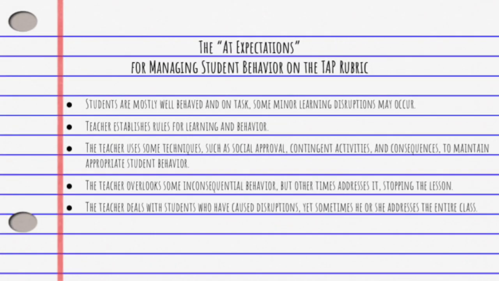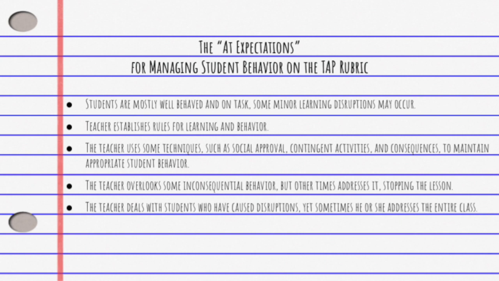The expectations for managing student behavior on the TAP rubric are the following. Students are mostly well-behaved and on task. Some minor learning disruptions may occur. Teacher establishes rules for learning and behavior. The teacher uses some techniques such as social approval, contingent activities, and consequences to maintain appropriate student behavior.